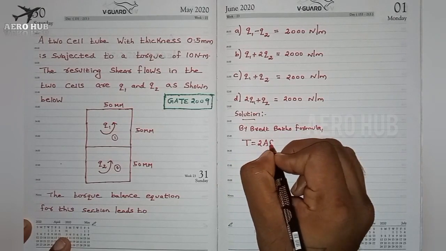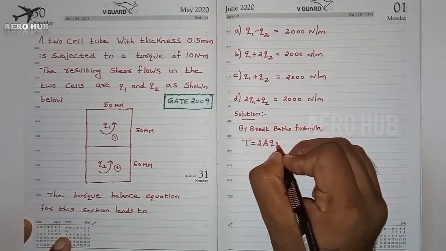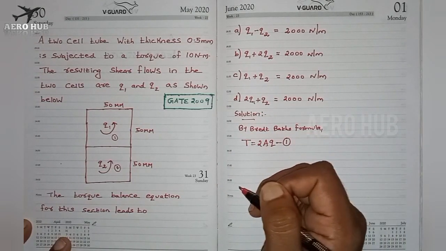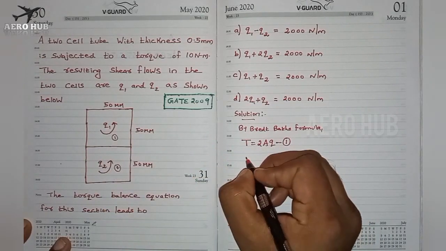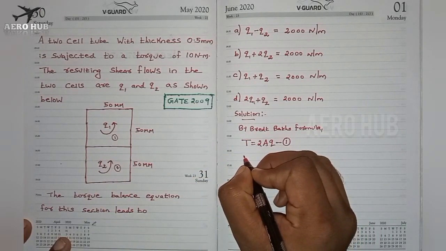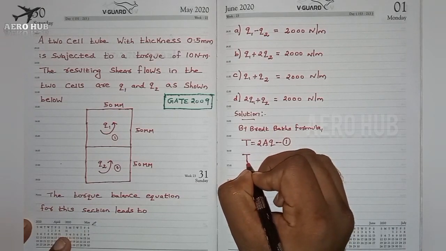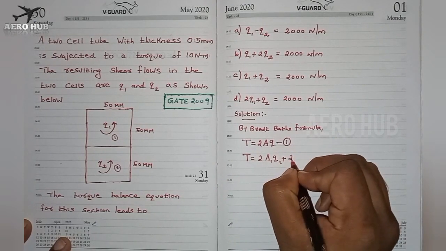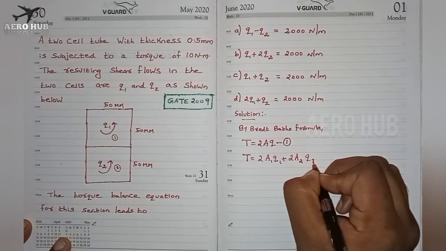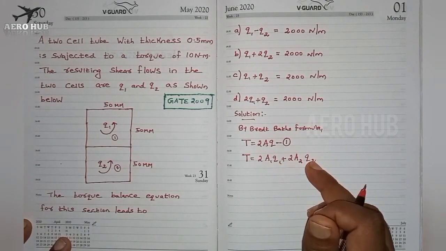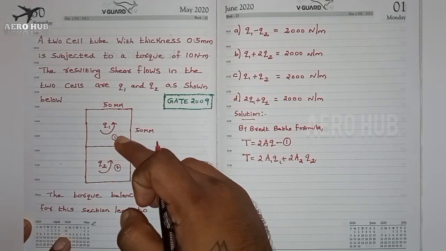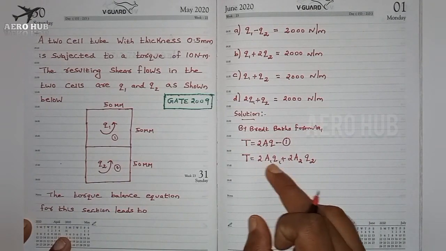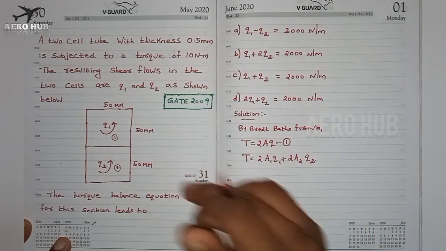This T is equal to 2AQ. This is the equation called Bredt-Batho formula, or just simply called Bredt-Batho theory. And for a multi-cell structure, for example for a two-cell structure, this equation will be T is equal to 2A1 Q1 plus 2A2 into Q2, where Q1 and Q2 are the shear flow for cell number 1 and cell number 2, and A1 and A2 are the areas of cell 1 and cell 2.